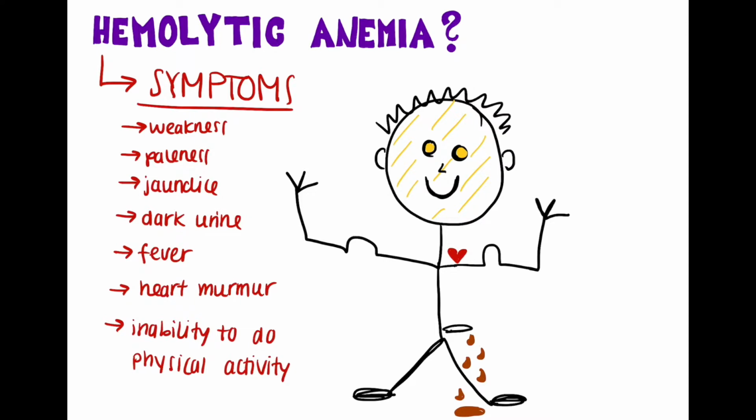Symptoms of hemolytic anemia may vary from person to person. This is because there are so many different causes of it. Symptoms include weakness, paleness or jaundice, dark-colored urine, fever, heart murmur, and in some cases, inability to do physical activity.